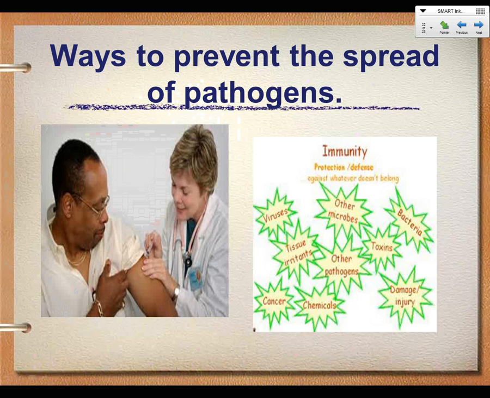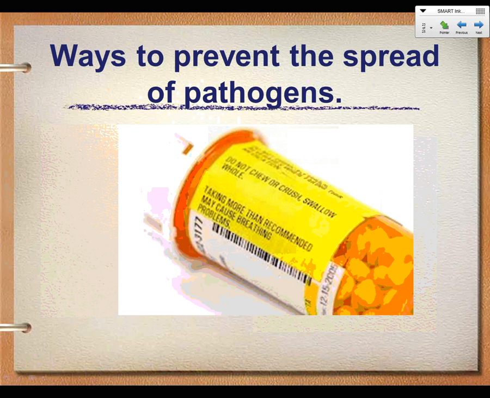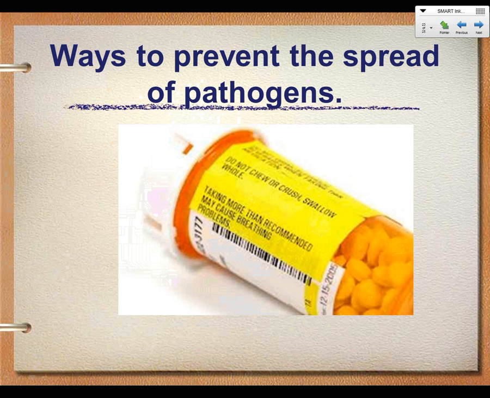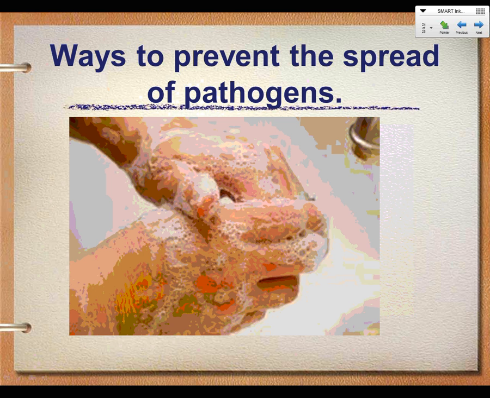Another way that's been developed to prevent the spread of pathogens are antibiotics. Remember, antibiotics can only kill living things, bacteria. So if you have the flu, an antibiotic is not going to help you. But remember, in taking an antibiotic, it doesn't just kill the bad bacteria, it kills the good bacteria. So then you have to eat well to build up your good bacteria. That's the main way that you can stop the spread of bacteria or pathogens.